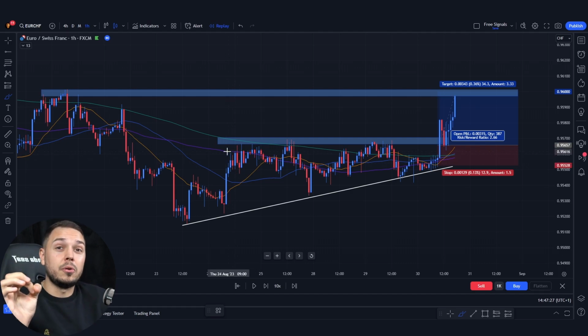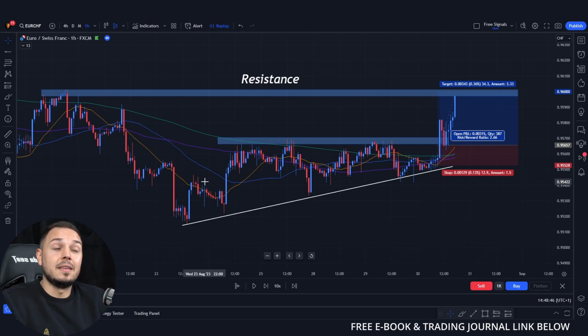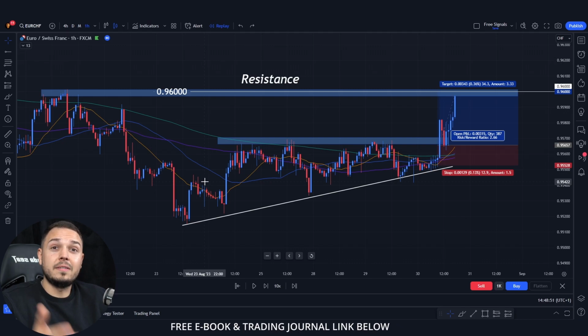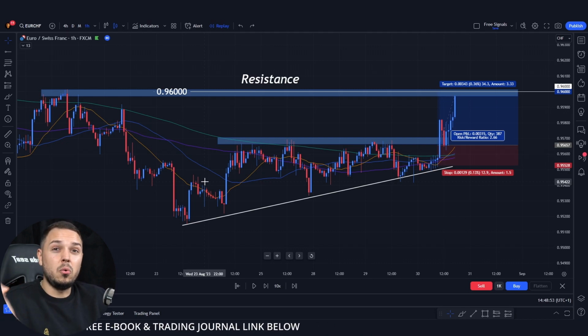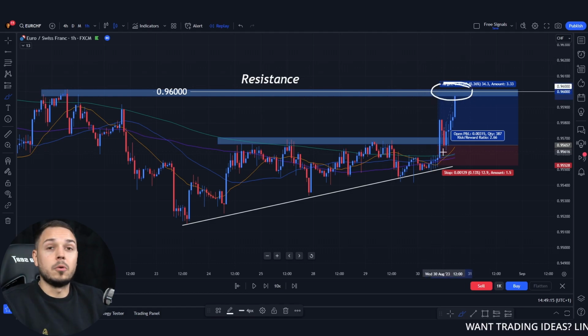And also there is something called a psychological level. Now this area of resistance is actually sitting on an important level, and it is the 0.96000. Why is this important? And why is this called a psychological level? Well, most of the market makers and even retail traders like round numbers. Once these round levels are reached, most traders take some of their profits.